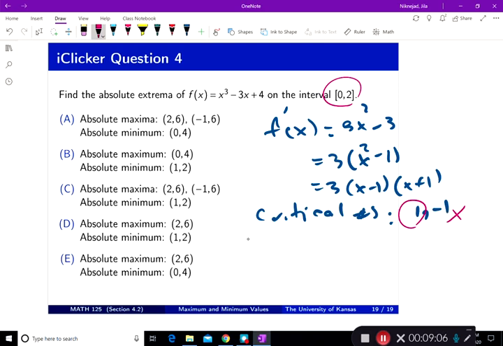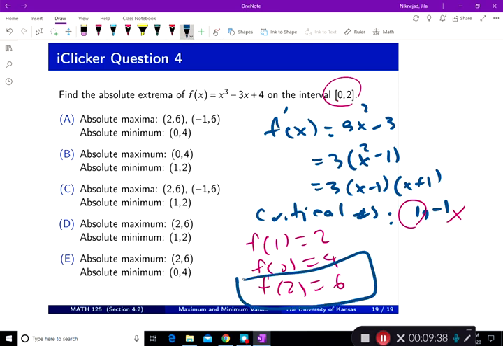So now at this point, I have to evaluate f of 1, f of 0, and f of 2. If I plug in 1 in here, I get 1 minus 3 plus 4, which is 2. If I plug in 0 in here, I get 4. If I plug in 2 in here, I get 8 minus 6 plus 4, which is 2 plus 4, 6. So I see that the maximum value is achieved at 2, and the minimum value is achieved at 1.